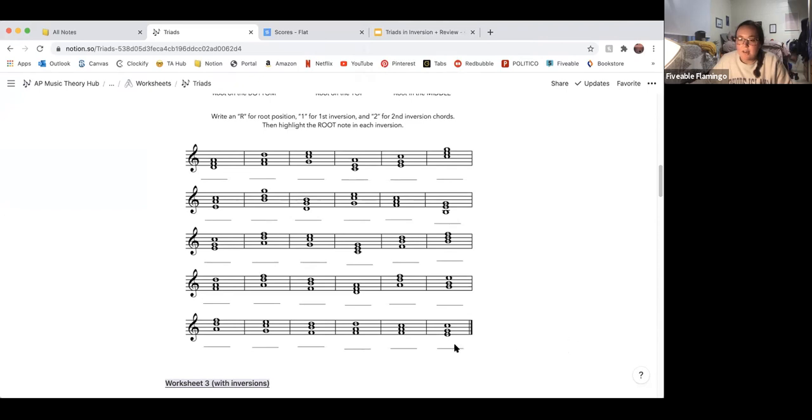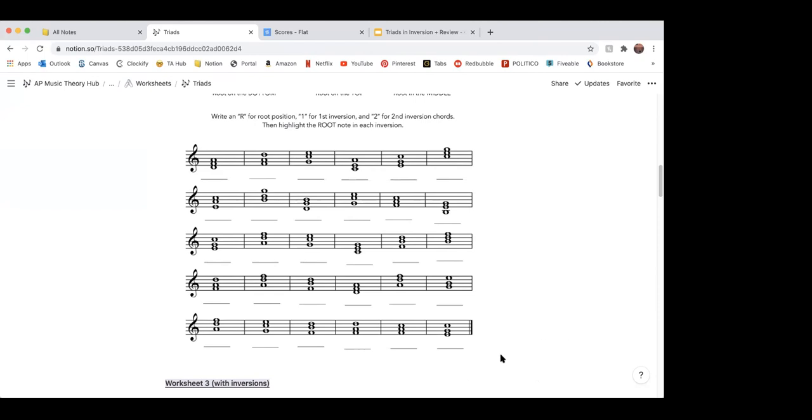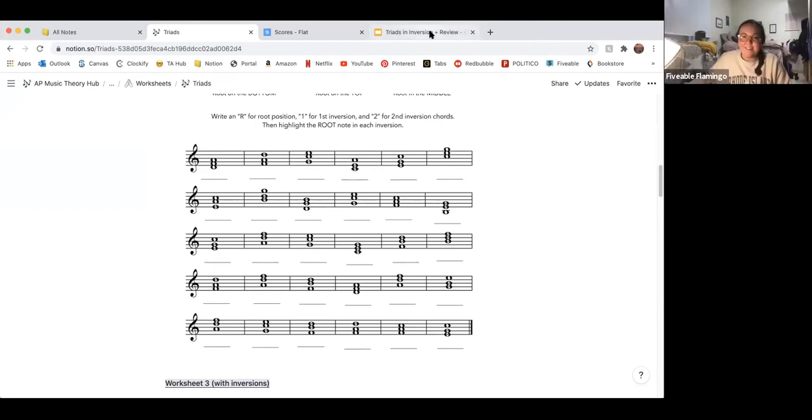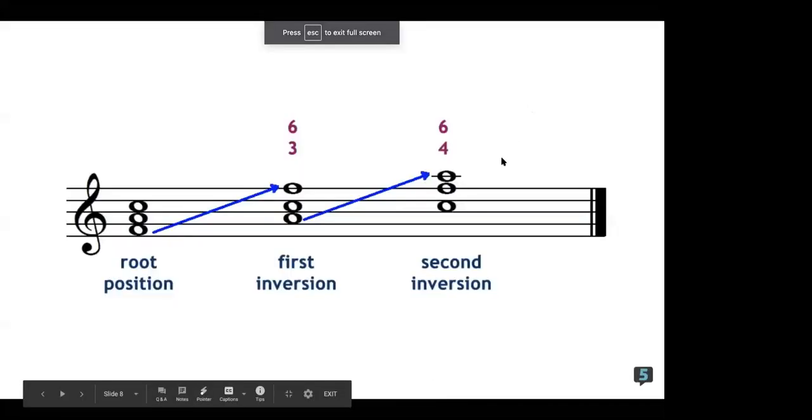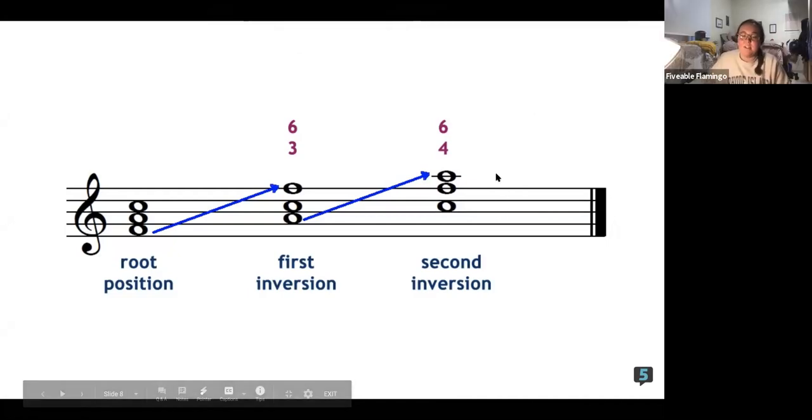Hi, Sarah. I don't know if I've met you before, but I'm Lily. I'm the TA. Oh, hi. We were just going over triads and inversions. Oh yeah, that's what my class is doing too. Oh, cool. Okay, perfect.